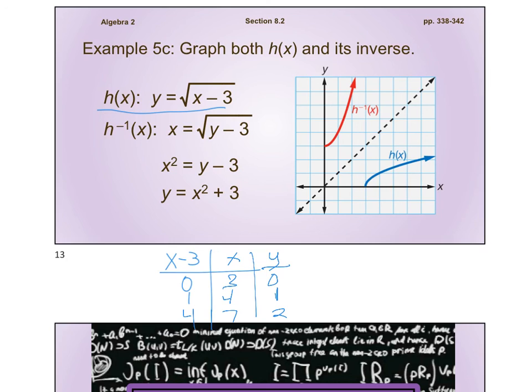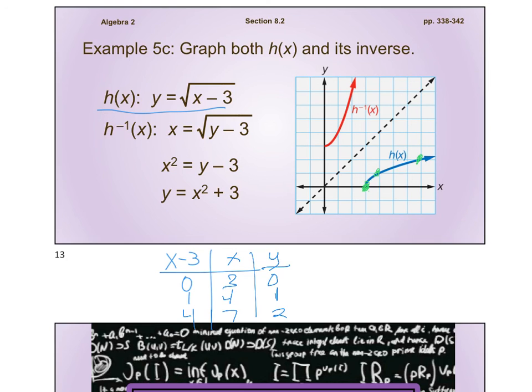So what I do is I graph 3, 0. Okay, I hope you can see this. Right here, 3, 0, 4, 1, and 7, 2.